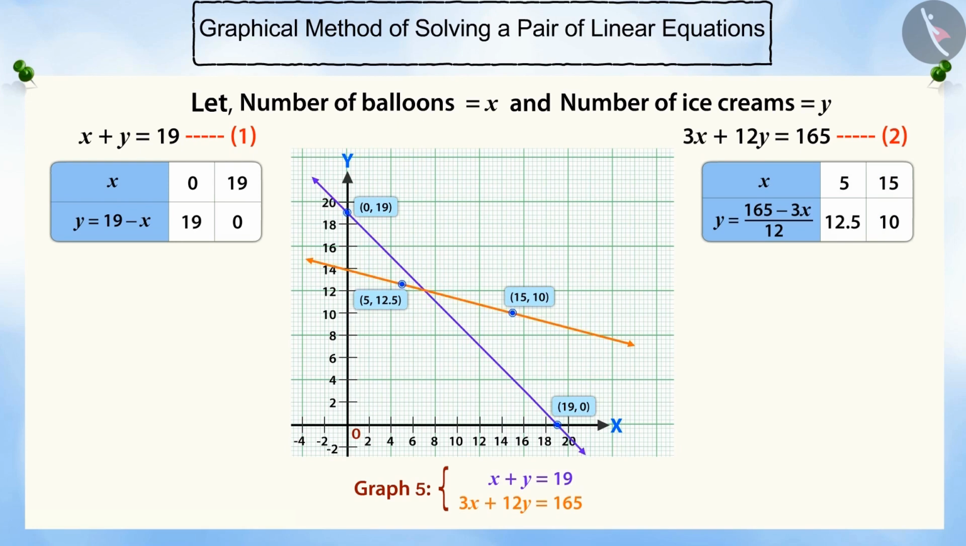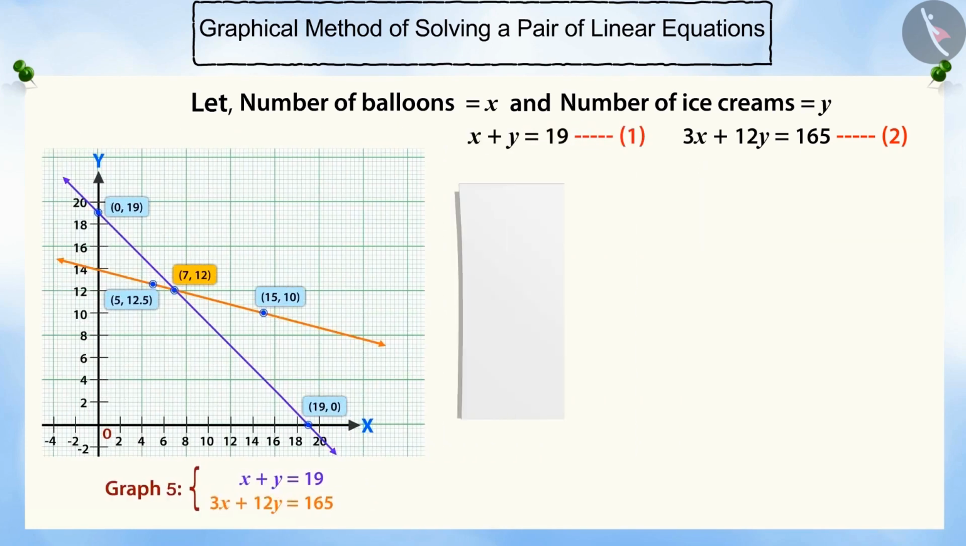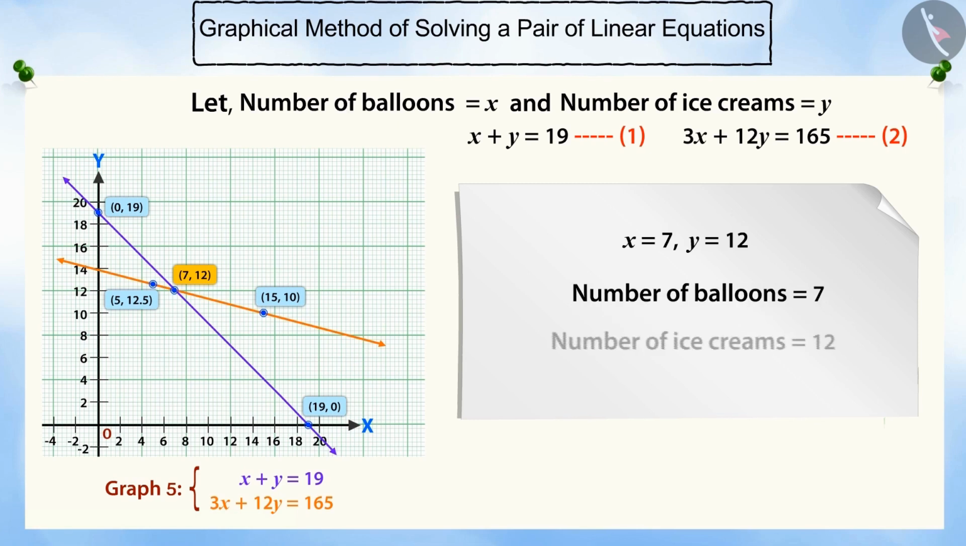Both these lines intersect at the point (7, 12), which is the only common point for both the lines. Therefore, x is equal to 7 and y is equal to 12 will be a solution for this pair of equations. Since the point (7, 12) is a common point on both the lines, this is the only solution for the given pair of linear equations in two variables. Therefore, Rahul bought 7 balloons and 12 ice creams.